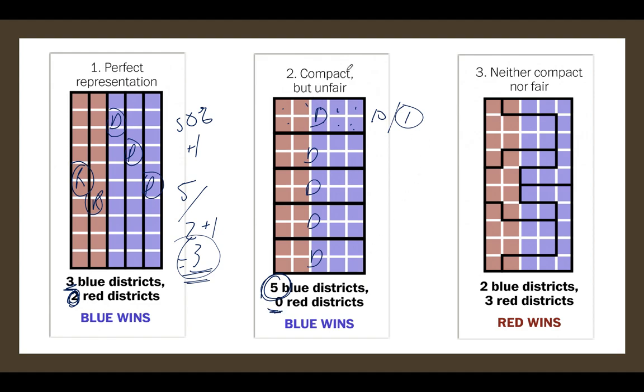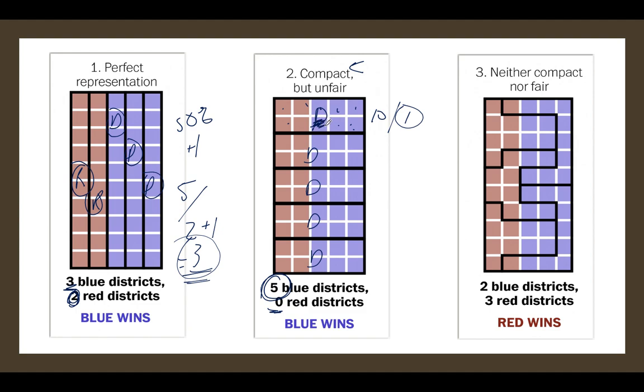Now, this is taken from the New York Times or Wall Street Journal, one of the two, and they argue that this is compact but unfair. I disagree. I actually would rather have this if I was a red voter than this, and here's why. You have to look at this equation, the 50% plus one. How many votes in this scenario would the red have to shift in order to take the moral narrative?